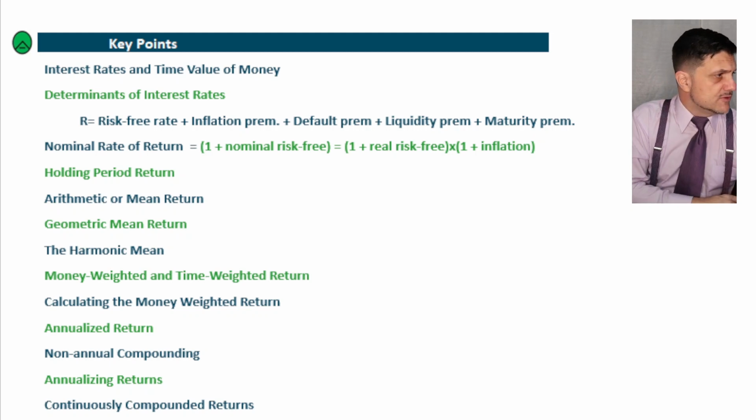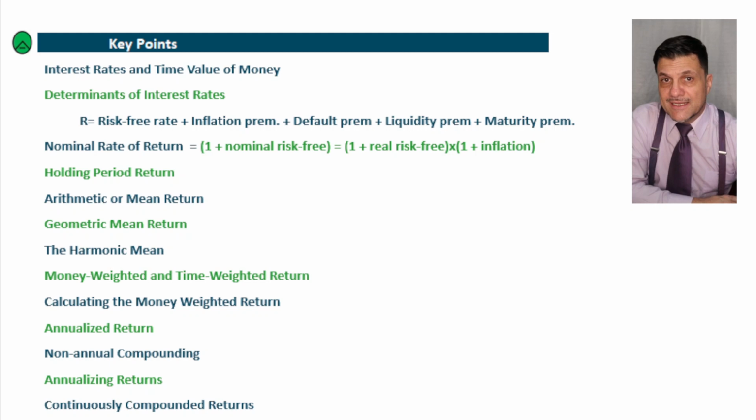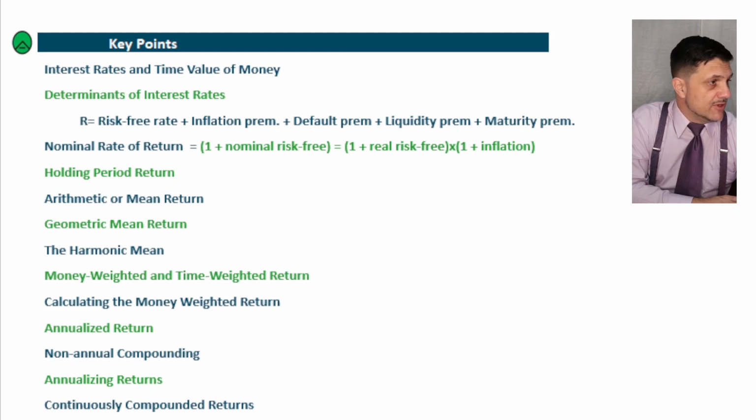So first one here is the determinants of the interest rate. I want you to really understand that. I think most of you know what it is, but let's go. Nominal return. What is the nominal return? Nominal return, okay, is called the return with inflation. So associate the word nominal. Let's go there.